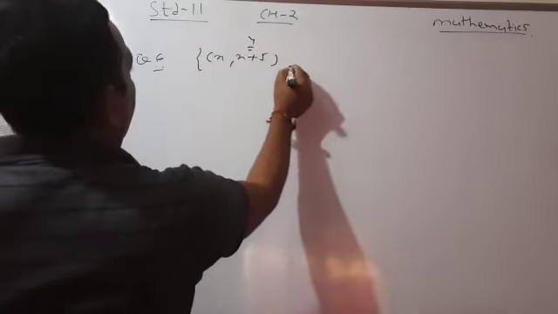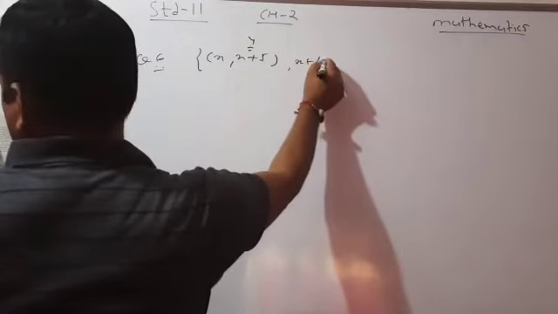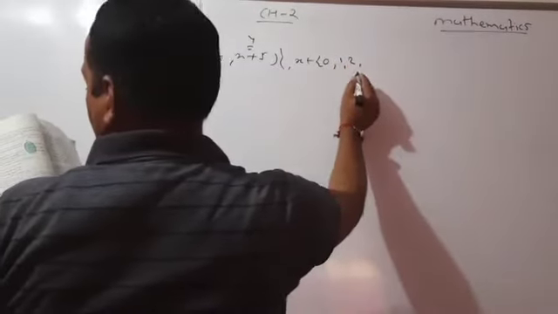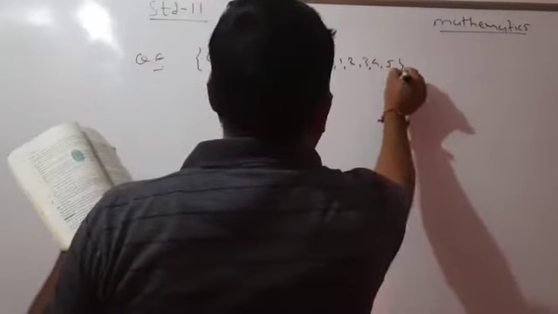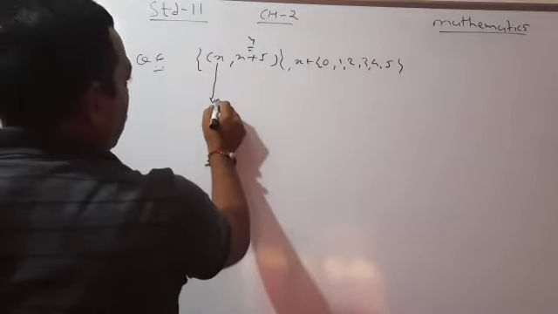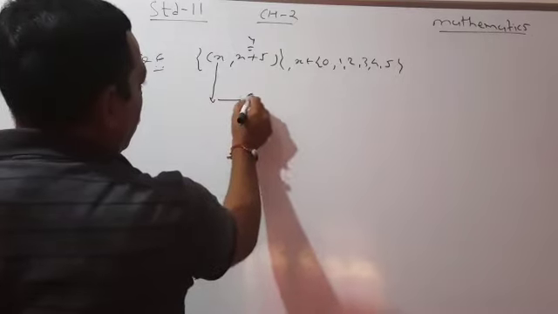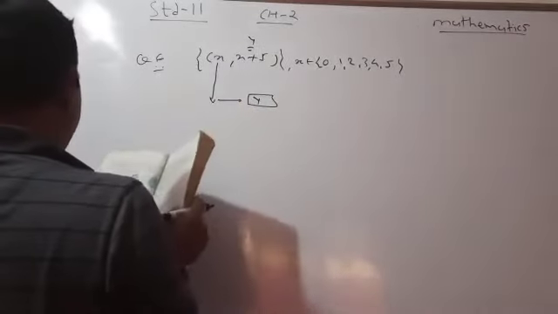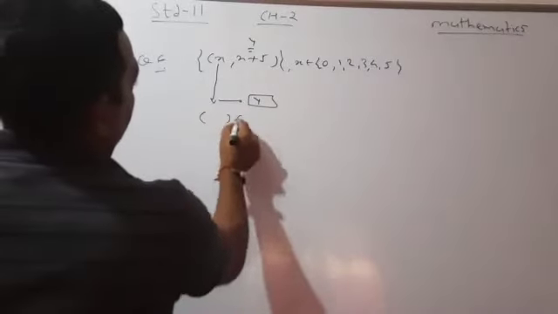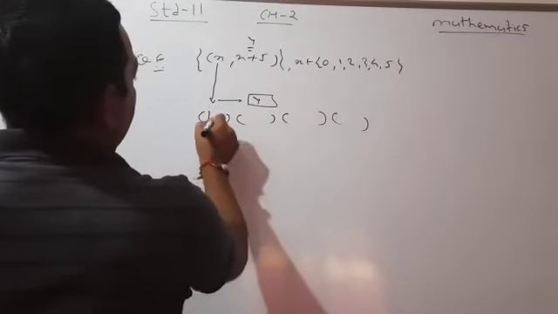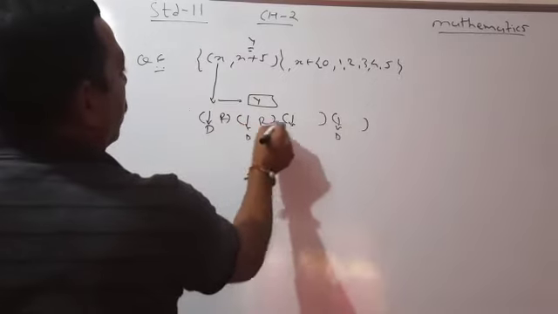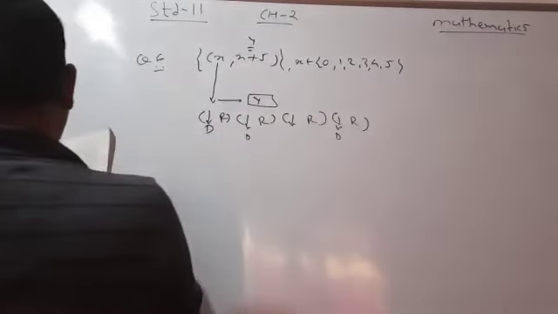Now x belongs to 0, 1, 2, 3, 4 and 5. Now substitute the value of x and with respect to that you will get the value of y, that is x plus 5. Now the question is to write the domain and range. After getting the ordered pairs, the first entry is for domain and the second entry is for range. Clear? That you have to write.